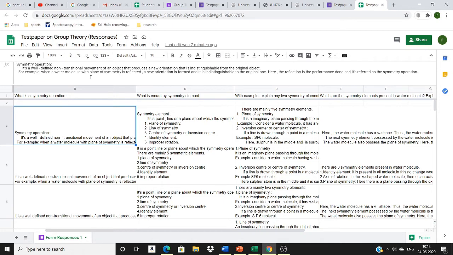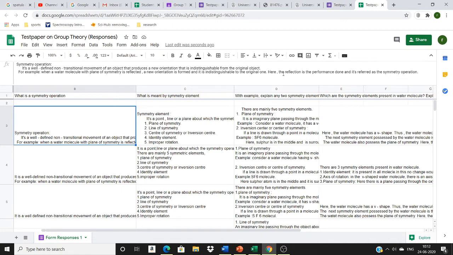If it is a plane, a molecule may have more than one plane. Not necessary, but it is possible. In that case or in any case, you have to specify through which molecule, through which atoms, or the way in which the plane or an axis is passing through. So in the case of, if you are saying the plane of symmetry, you should specify when reflected through the plane passing through oxygen and bisecting the two angles, we get a new orientation. Okay, we get a new orientation that is indistinguishable from the original one.